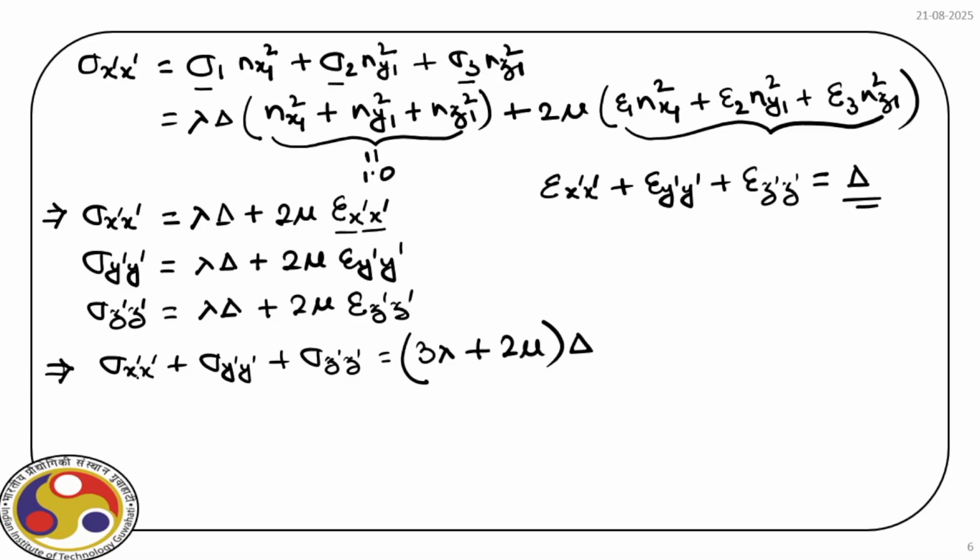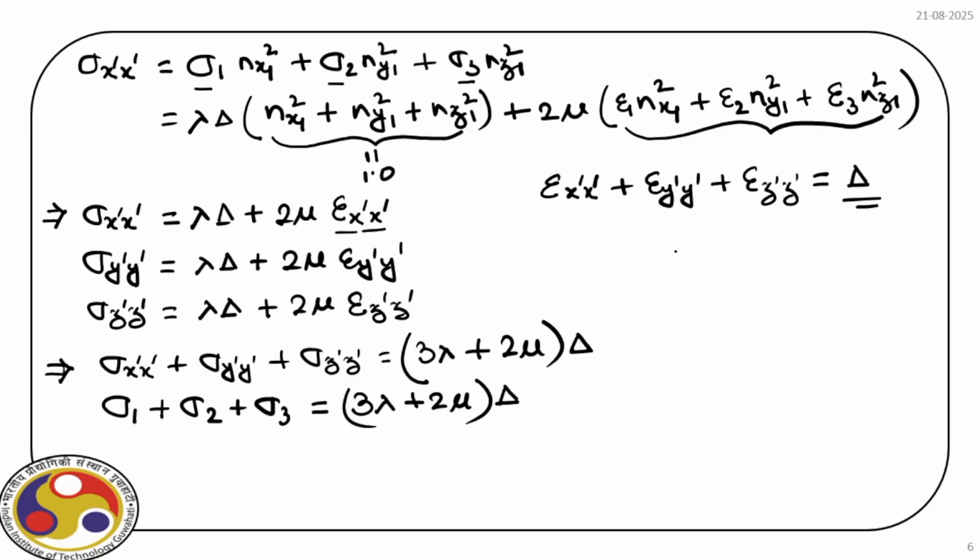Okay. Now on the left hand side what do we have? We have the first invariant. So we can express this in terms of the principal components. For principal components we have sigma 1 plus sigma 2 plus sigma 3. This is also the first invariant that we have already derived earlier. And on the right hand side we have 3 lambda plus 2 mu times delta. Right.